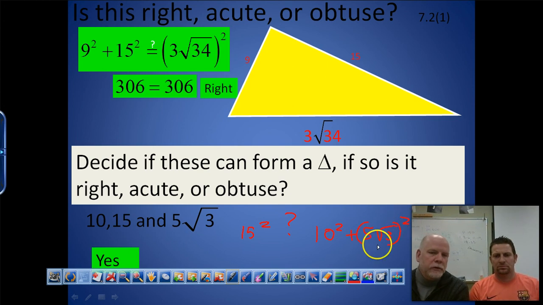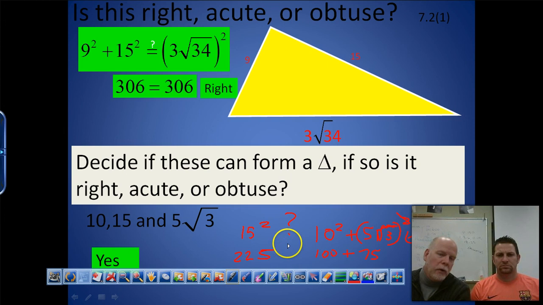15 squared is 225. How does that compare to 10 squared, which is 100? And remember how to square something like this. You square the 5, which is 25. Square the radical 3, and again the radical goes away, so you just get the 3. So 25 times 3 is 75. On this side we have 100 plus 75, which is 175.